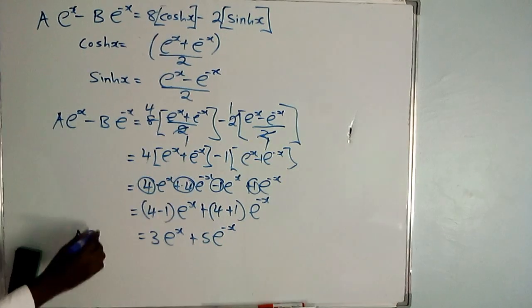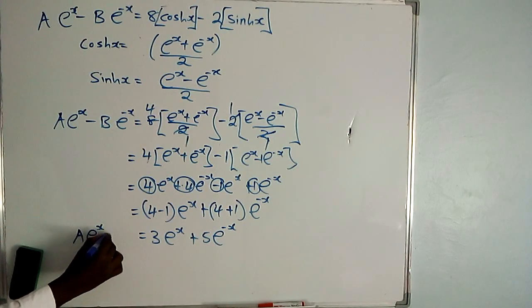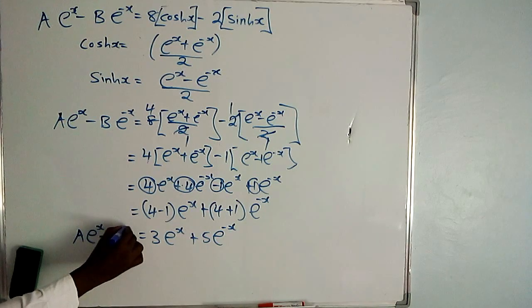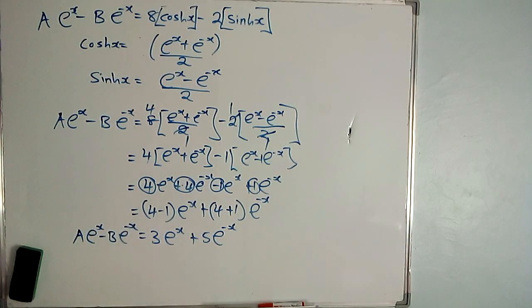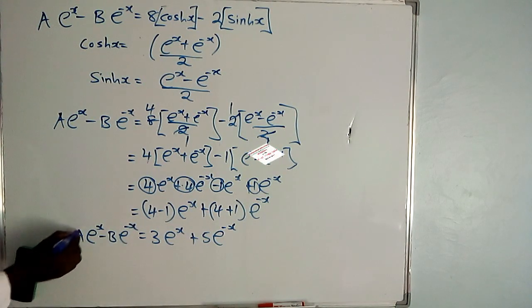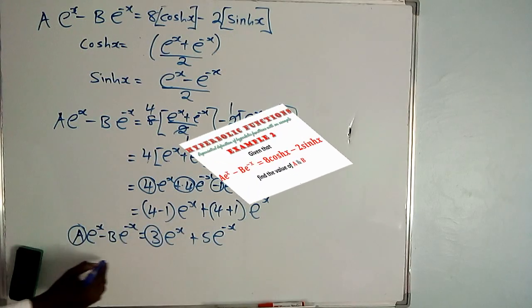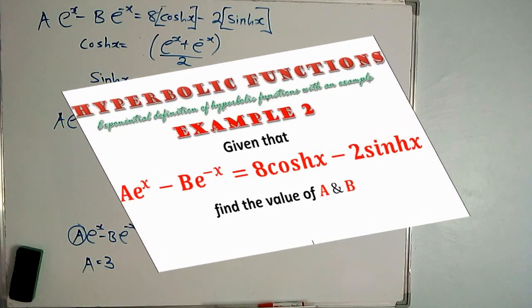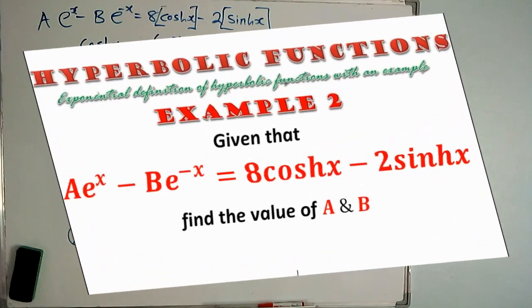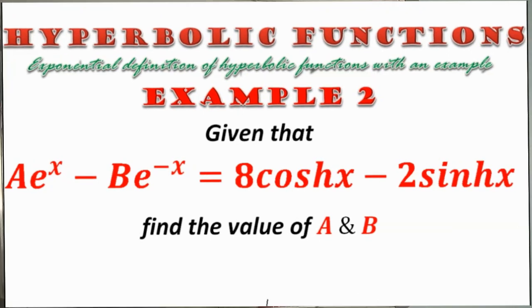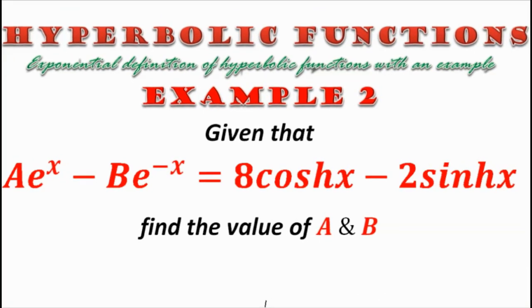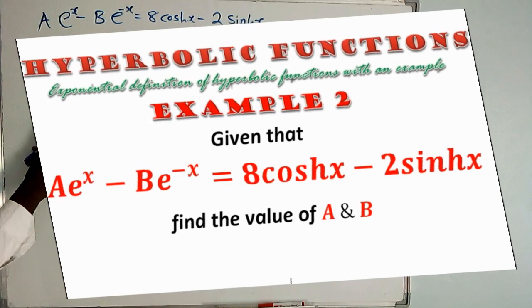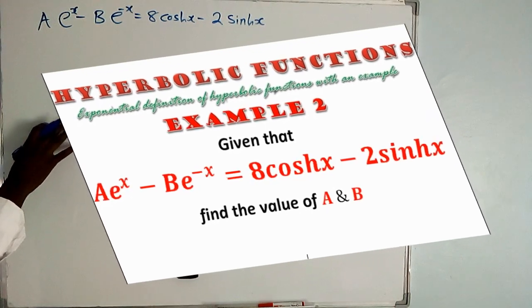Side of the equation, you have a exponential x minus b exponential negative x, isn't it? Meaning the coefficient of exponential x, which is a, is the same as 3, isn't it? Because the coefficient of exponential x must be... given that a exponential x minus b exponential negative x is equal to 8 cosh x minus 2 sinh x. Find the value of a and b.